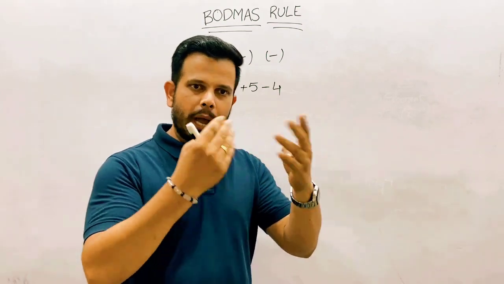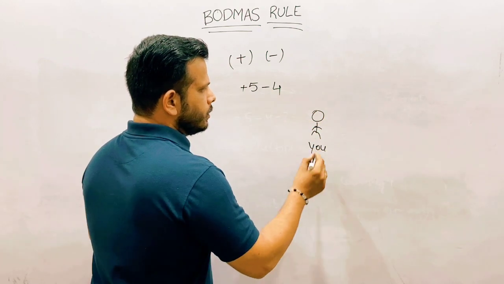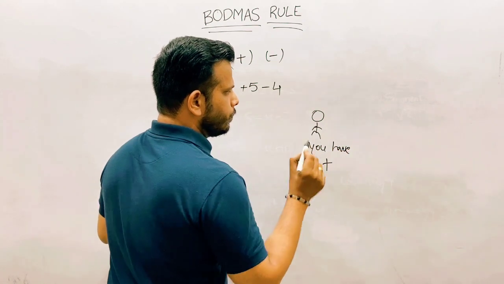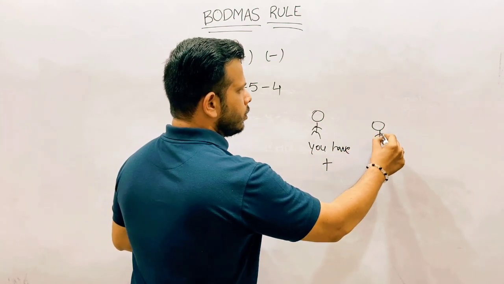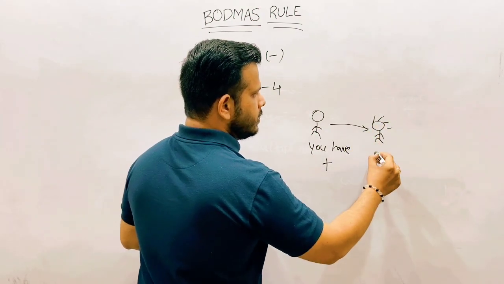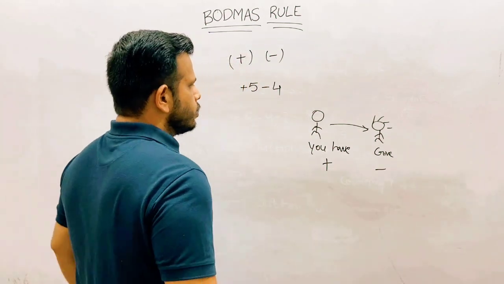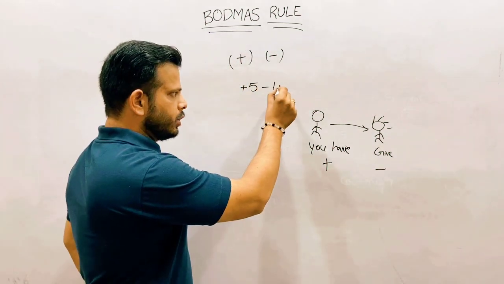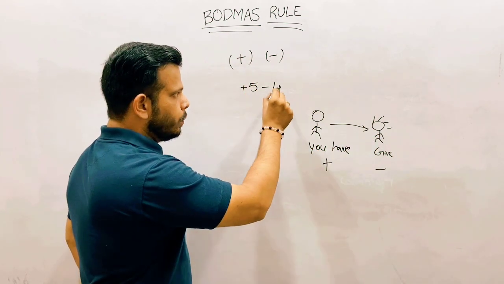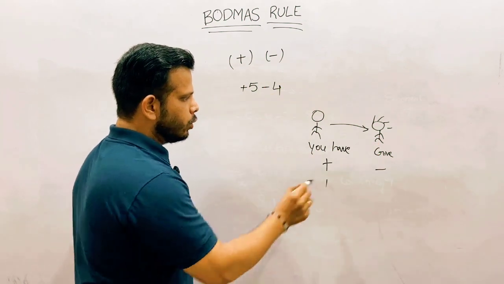The amount which you have is positive. The amount to whom you have to give is negative. So you have to give 4 rupees to someone. You have 5 rupees. If you give back that 4 rupees, you will have 1 rupee. So it is positive.